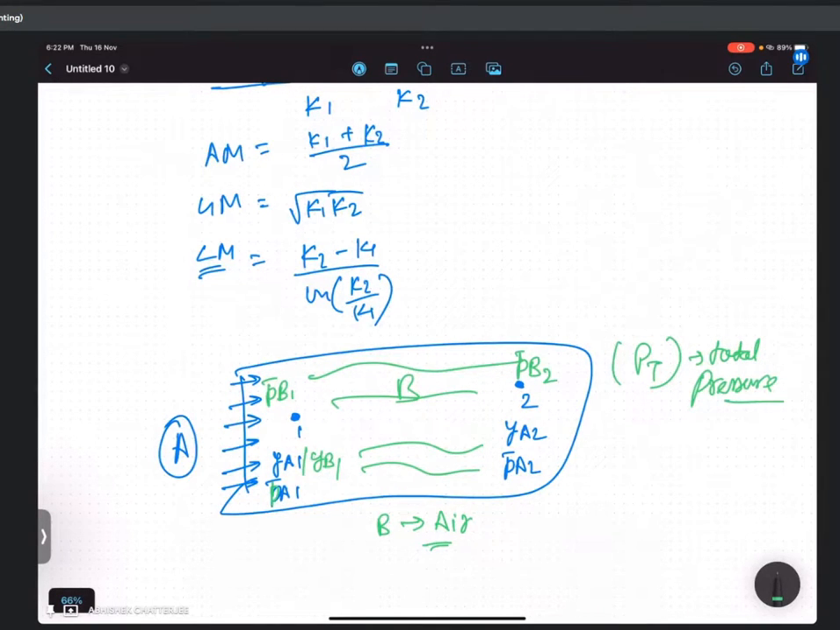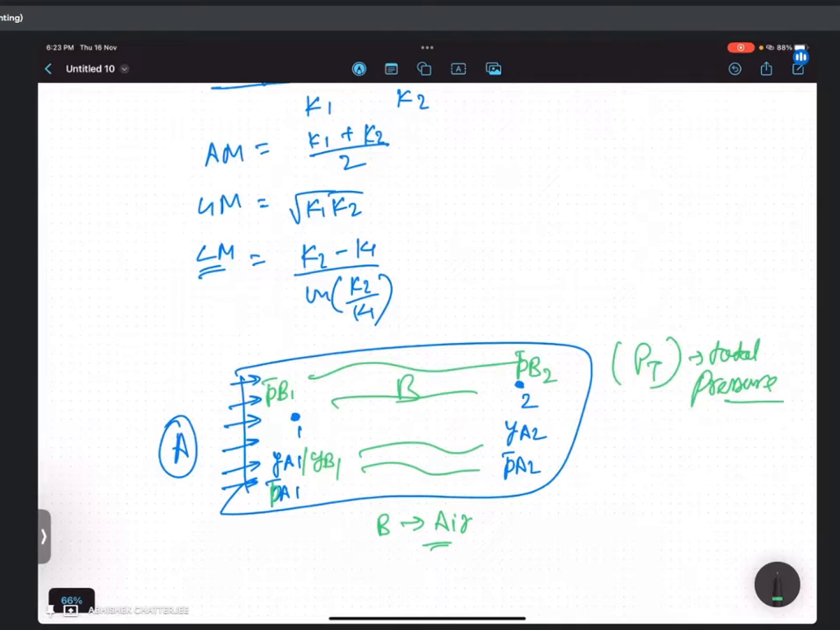The total pressure at any point in this system will remain constant. Pressure is not going to change. Okay, we are considering constant pressure. However, the composition may vary: at point 1, PA1 is high and PB1 is less, and at point 2, PA2 has decreased because the distance has increased.